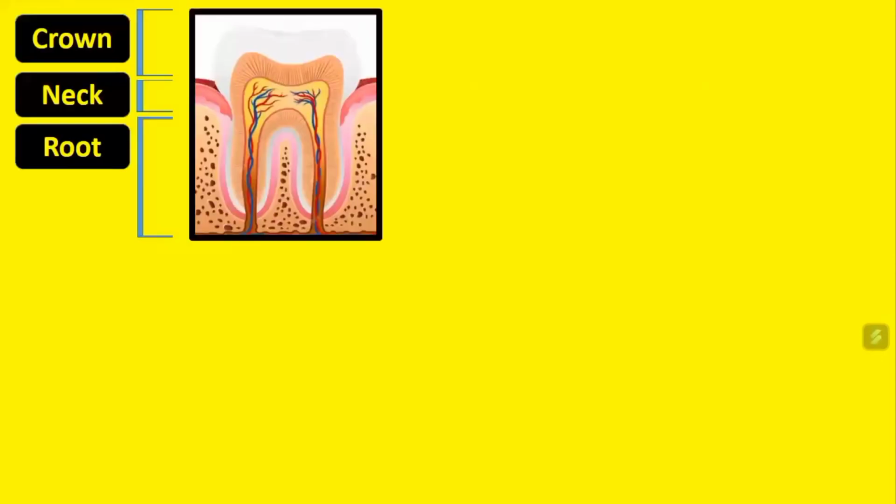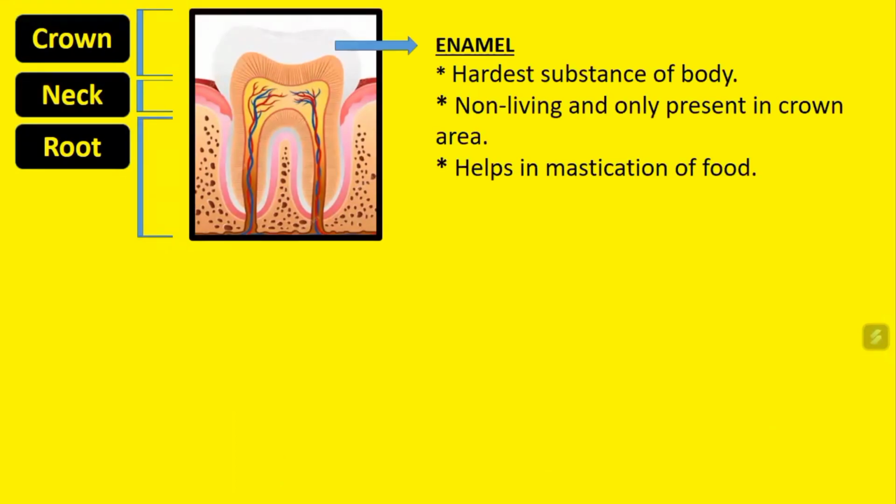Now, let's discuss some of the details of a tooth. A tooth has three parts: crown, neck, and root. The crown is made up of enamel. Enamel is the hardest substance of the body. It is non-living and only present in the crown area, and it helps in mastication of food.